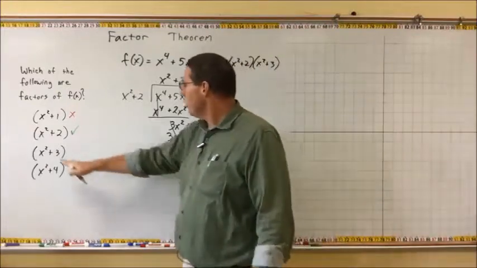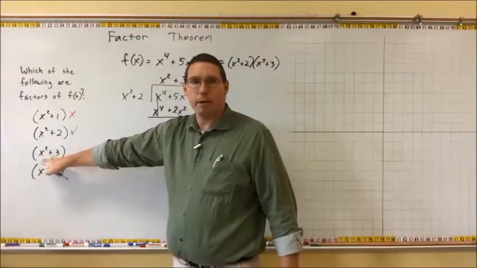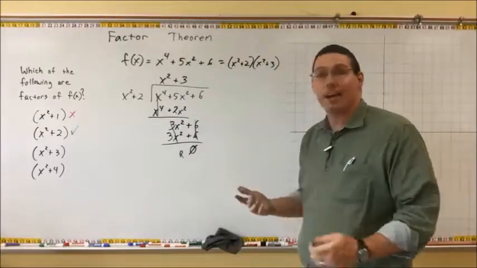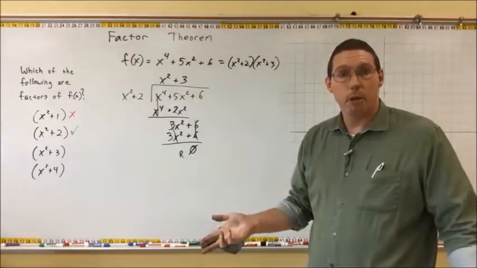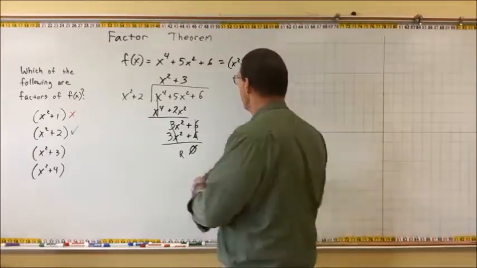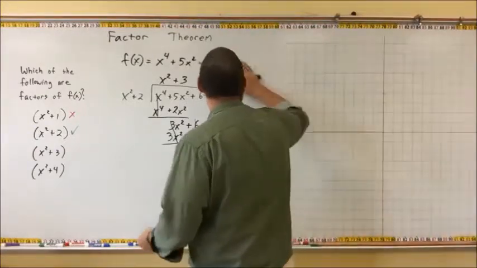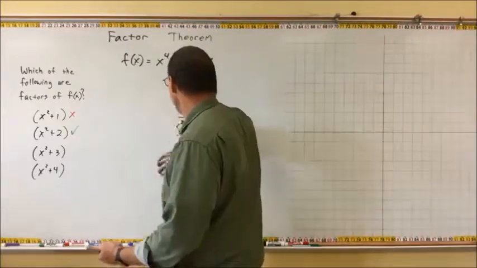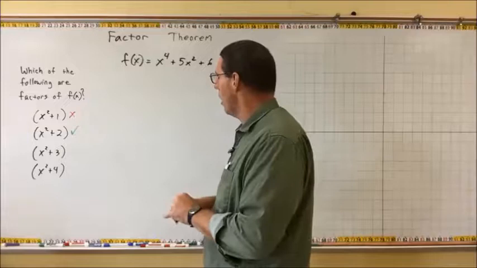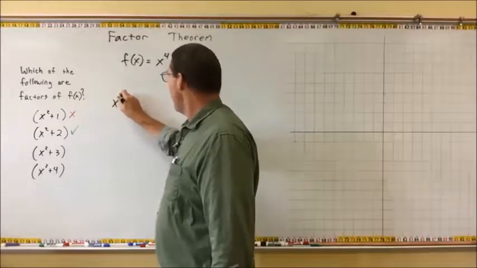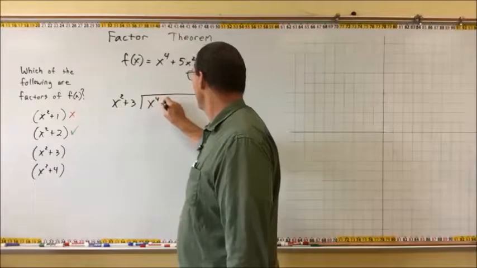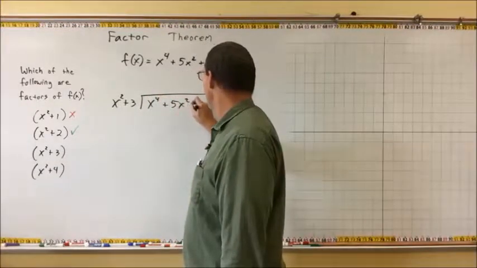So I mean, we could just go ahead and put a check mark here, but that would keep us from doing another polynomial long division, which we really want to do. So let's go ahead and do it. We already know what the answer is going to be, but let's do it anyways, because it's going to make our lives more enriched. Let's divide x squared plus 3 into x to the 4th plus 5x squared plus 6.